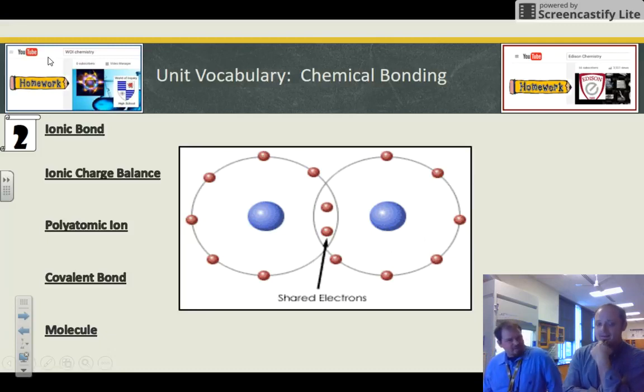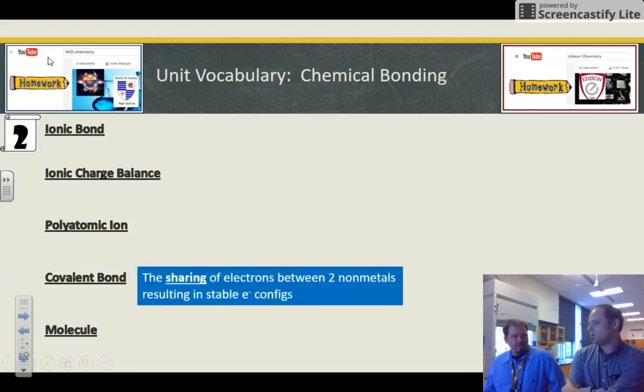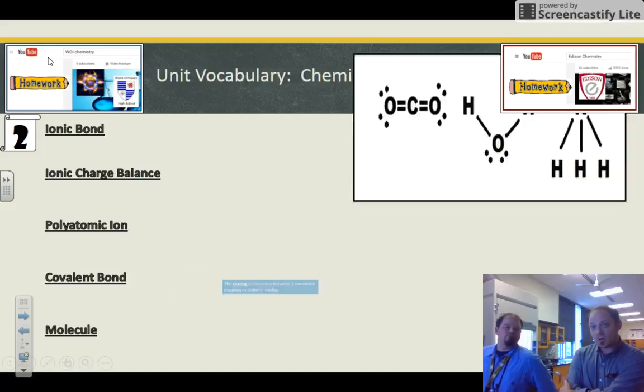Sharing of electrons is how we define a covalent bond. So sharing of electrons between 2 nonmetals, that's the other key, resulting in a stable electron configuration. If I need 2 and you've got 2, well, maybe we can share them rather than me taking them from you altogether. And we'll see all those details.